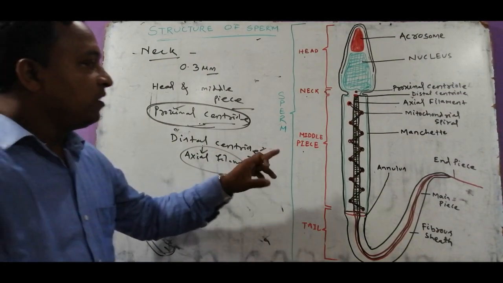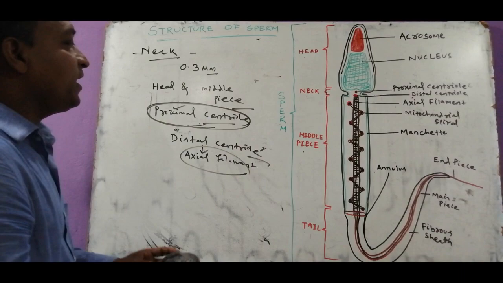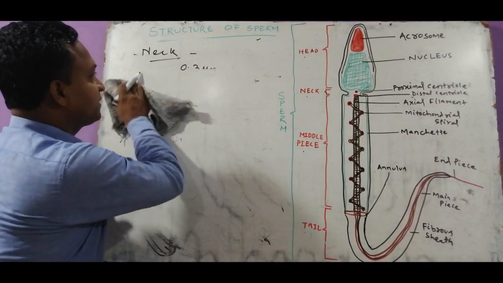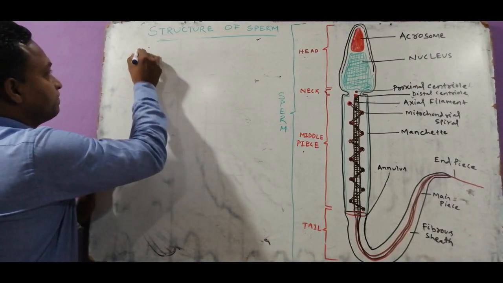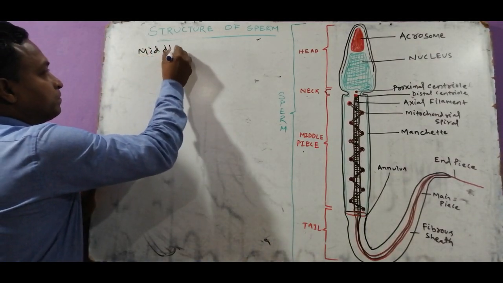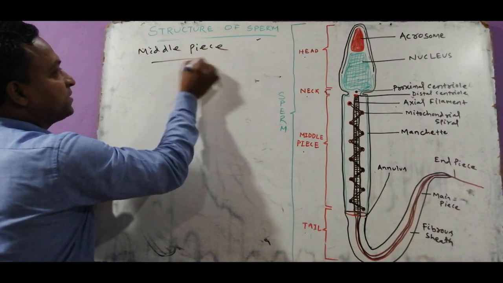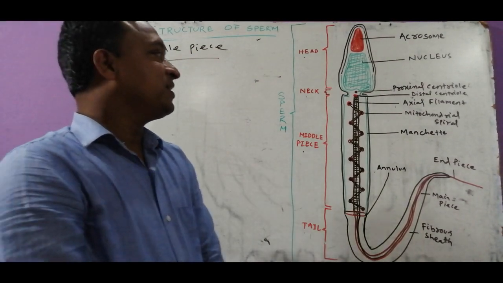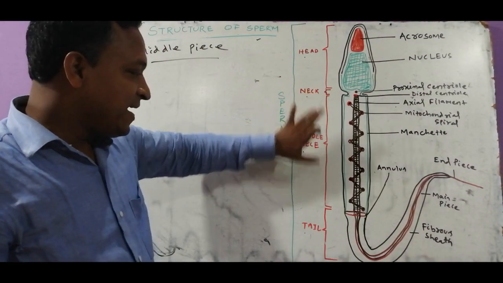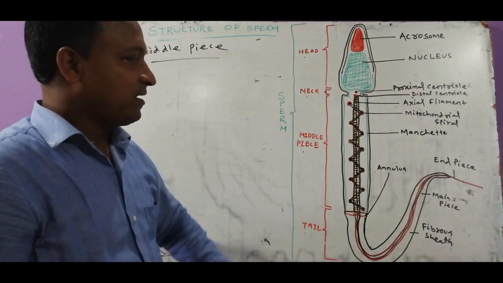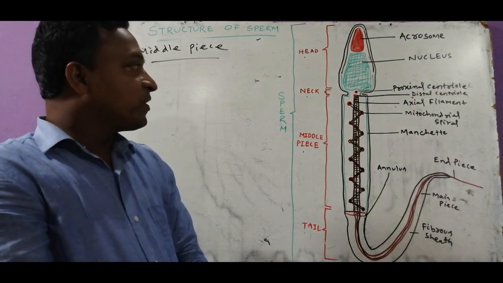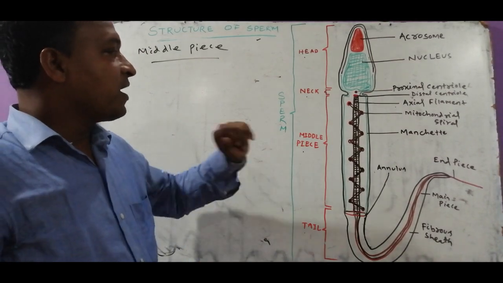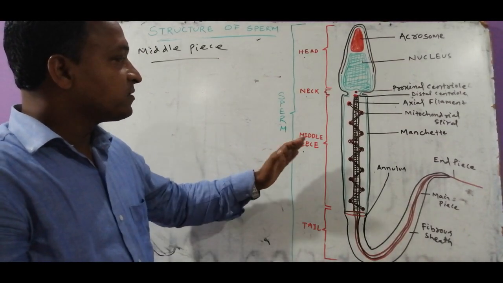Now we are talking about the third part, which is called the middle piece. The middle piece is situated between the neck and the tail. It is the third part of the sperm. Try to guess, my dear, what we are talking about: the axial filament.